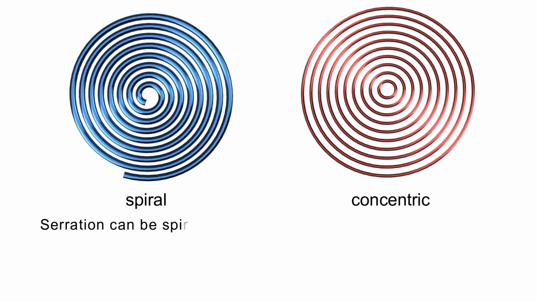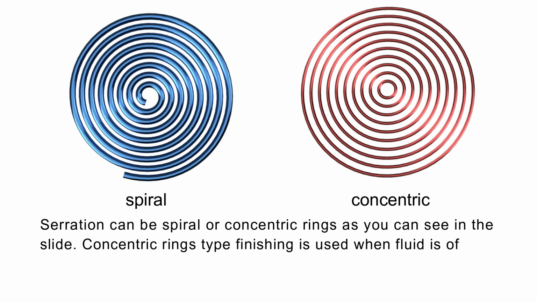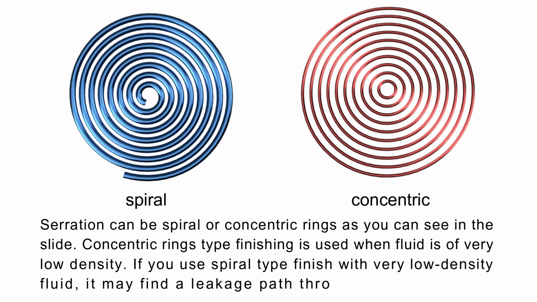Serration can be spiral or concentric rings as you can see in the slide. Concentric rings type finishing is used when the fluid is of very low density. If you use a spiral type finish with very low density fluid, it may find a leakage path through the spiral cavity.